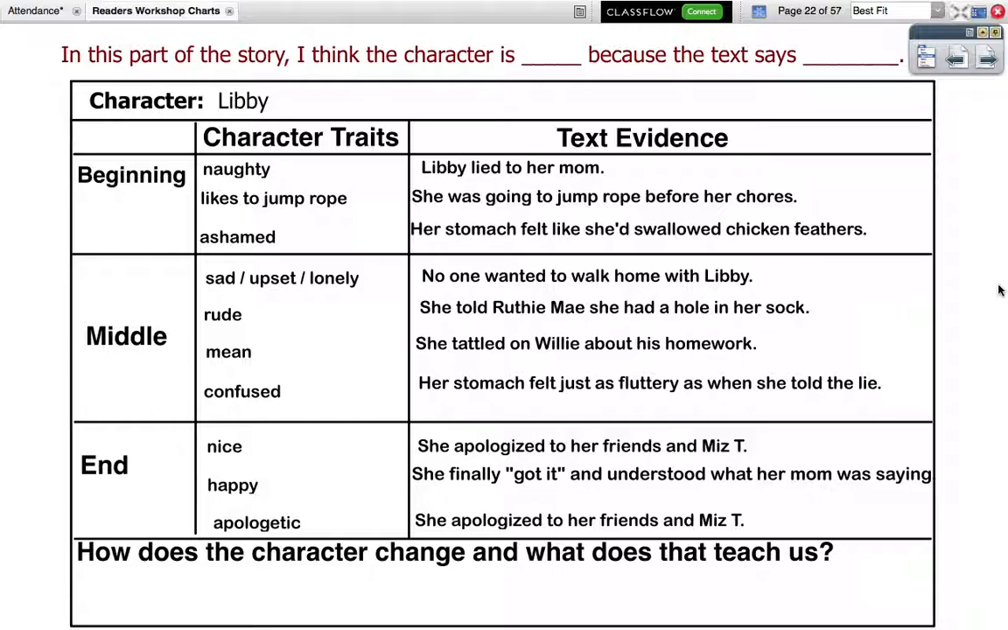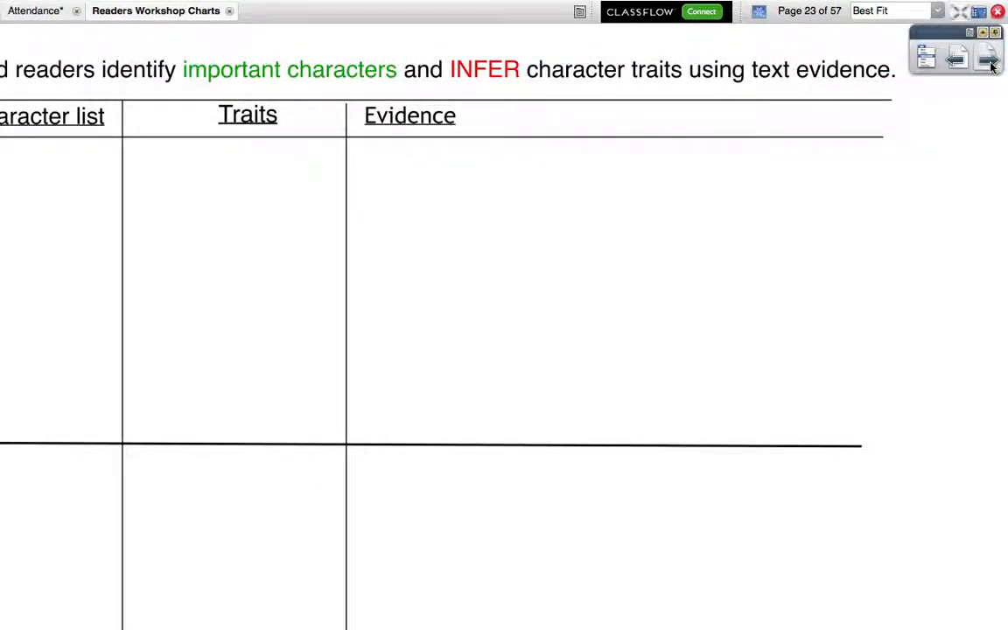Okay. So usually when you do character traits, it's best to focus on one character. You can do more than one though.